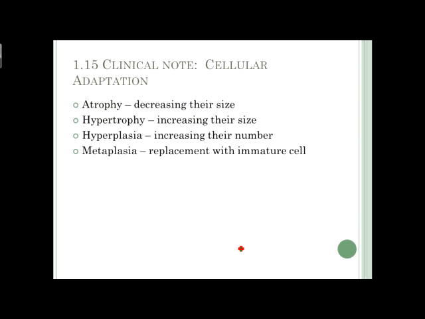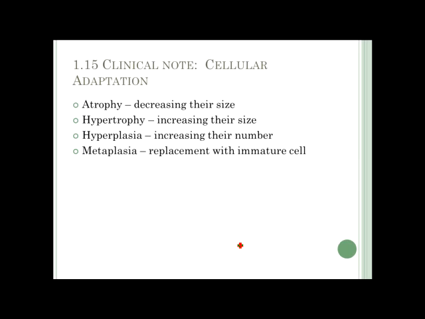Alright, clinical note, cellular adaptation. We have atrophy, hypertrophy, hyperplasia, and metaplasia. And these are just terms that you need to be aware of. Atrophy, which means decrease in size. So if you break your arm and they put it in a cast, whenever you get it out of the cast, your arm's going to be smaller. And the reason it's going to be smaller is because it has atrophy.